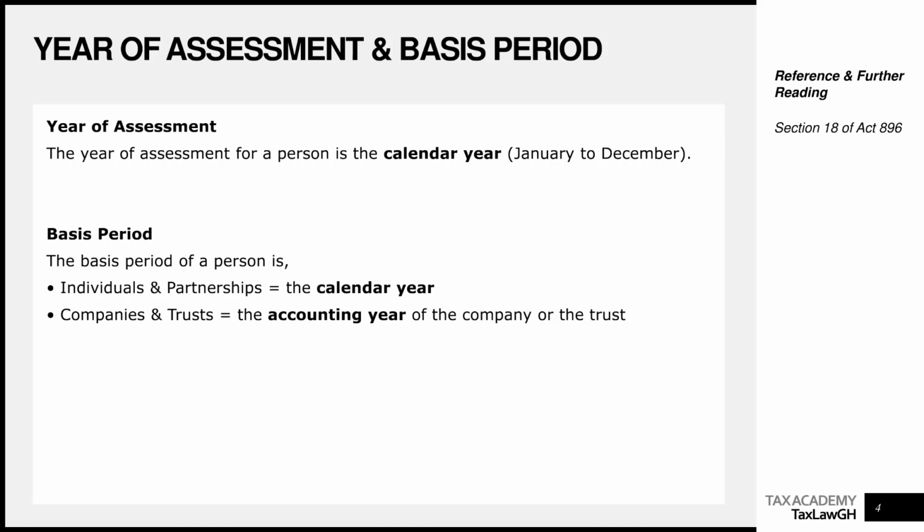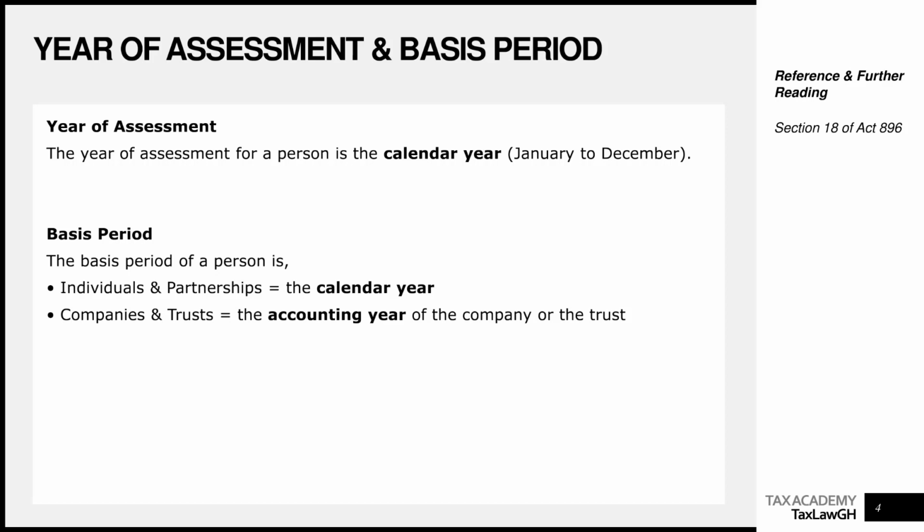The only instance in which a company or a trust will have their basis period equal to the year of assessment is for companies and trusts that maintain the January to December calendar as their accounting year. So take note, the takeaway point from here is that the basis period of a person differs between individuals and partnerships and between companies and trusts.